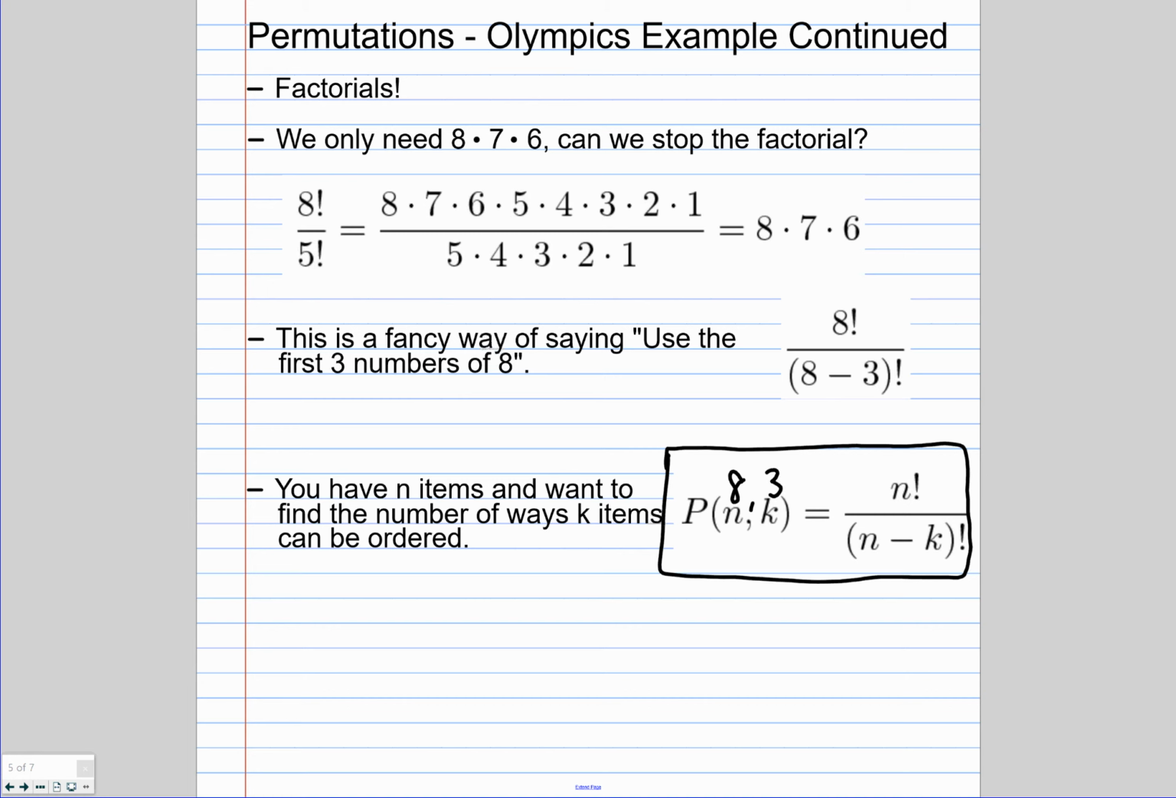3. What is the 3 meaning? It means you're selecting 3. Oh, it's like the one that you selected. Exactly. Anna, Brittany, and Carlos. So if we had done a similar scenario, we had 8 runners, but we're selecting 5 of them to give medals, then my K turns to 5.